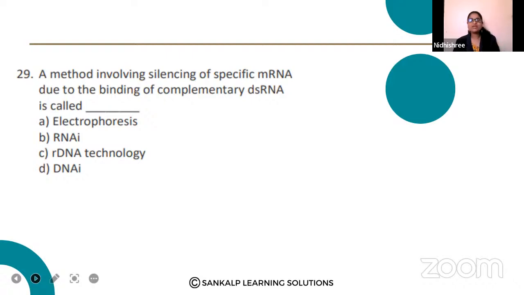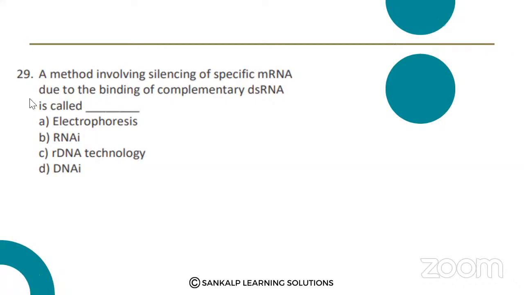Method involving silencing of specific mRNA. Silencing of specific mRNA due to the binding of complementary double-stranded RNA. What do they call that process, that method? Option A, electrophoresis. Option B, RNAi. Option C, rDNA technology. Option D, DNAi. Yes? Option B, ma'am, RNA interference.